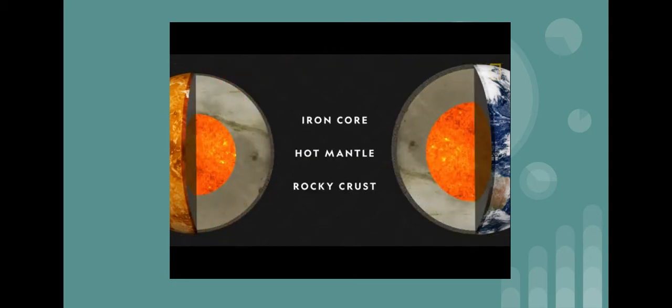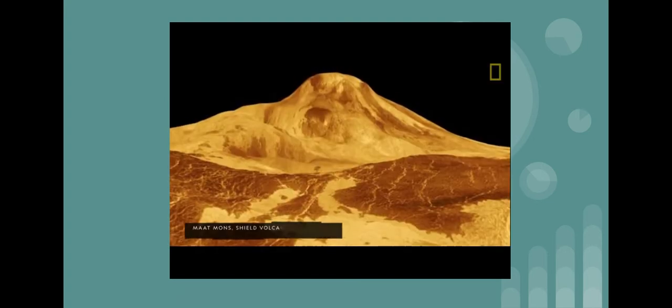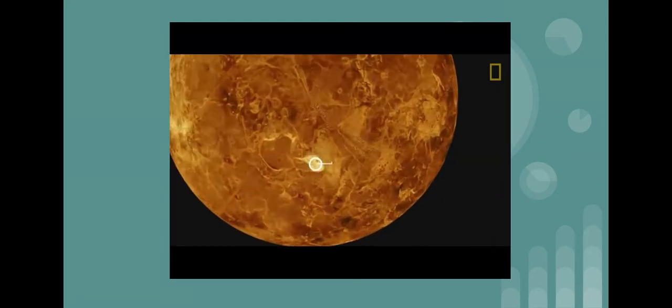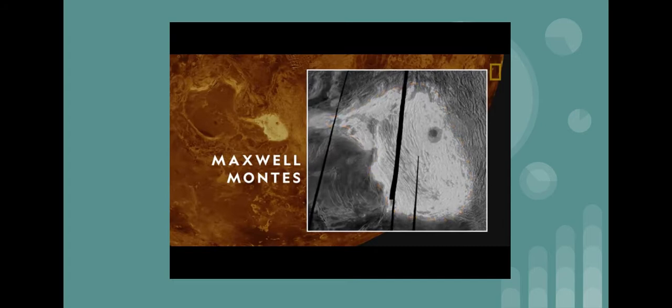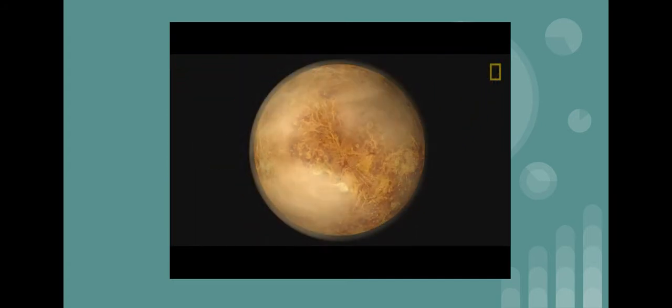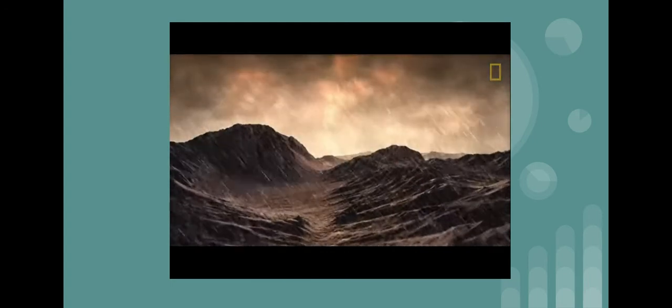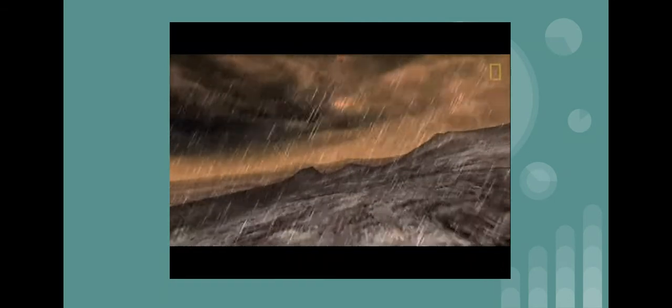Its structure is also nearly identical, with an iron core, a hot mantle, and a rocky crust. The crust of Venus, however, is dotted with thousands of volcanoes, including Maxwell Montes, a volcano almost as tall as Mount Everest. Venus also has a thick, layered atmosphere. It's full of clouds that rain sulfuric acid and whip around the planet at speeds up to 224 miles per hour, faster than some Category 5 hurricanes.